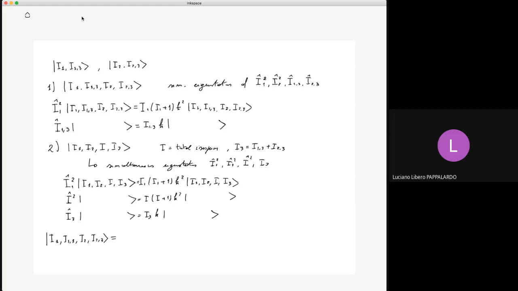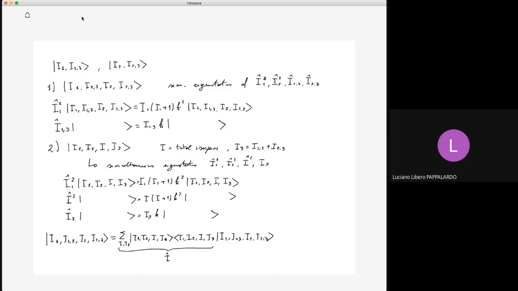Now, this is equal to, we apply here the completeness relation, so the sum over I and I3 of |I1, I2, I, I3⟩⟨I1, I2, I, I3|, and then we write down our initial state, |I1, I13⟩|I2, I23⟩. Well, all these objects here, as you know, is the completeness relation, so this is exactly the identity operator, okay?